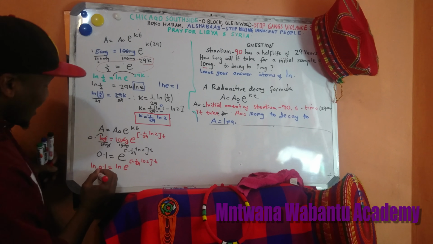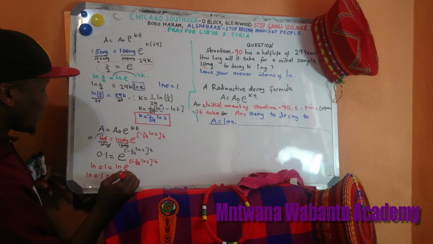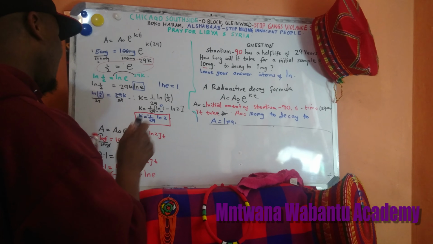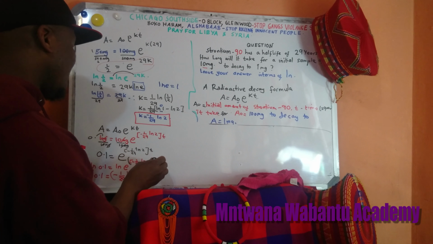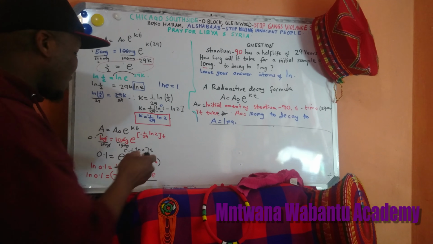So I'm going to have here ln of 0.1 equal to negative 1 over 29, ln of 2, all of this times t, times ln of e. Means all of this power is going behind ln e. But we know the value of ln e is 1, so this equals 1.